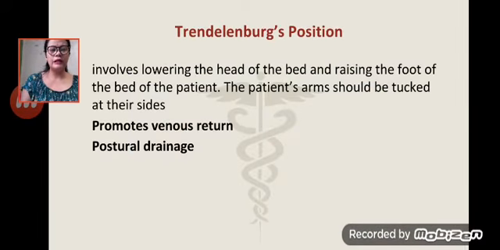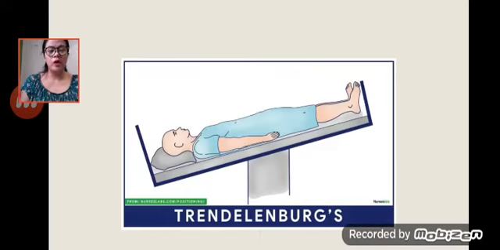Now, what about the Trendelenburg position? This involves lowering the head of the bed and raising the foot part of the bed. And the patient's arms should be tucked at their sides. This position is used to promote venous return and, of course, for postural drainage. This position is very much applicable if the patient is hypotensive. Okay? So, this one is what we call the Trendelenburg position.